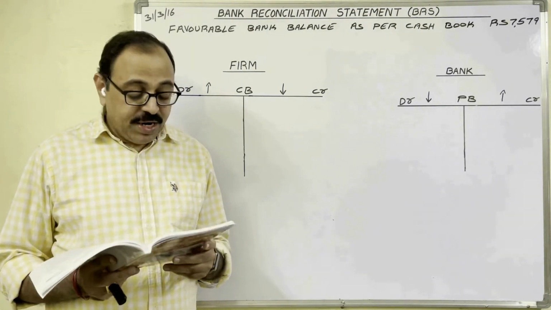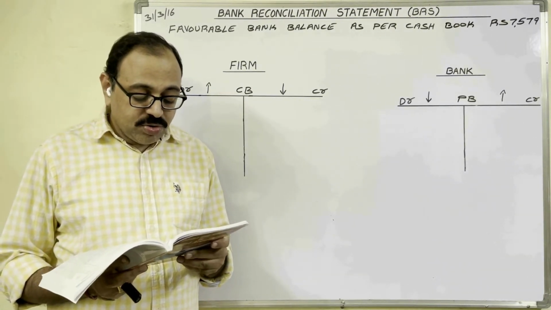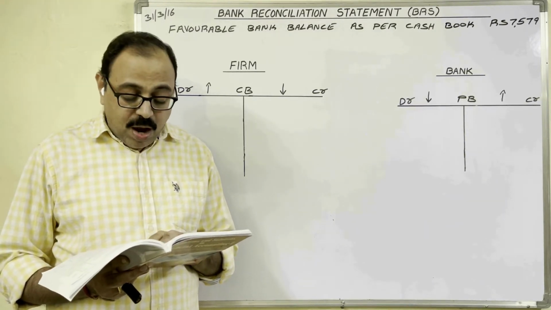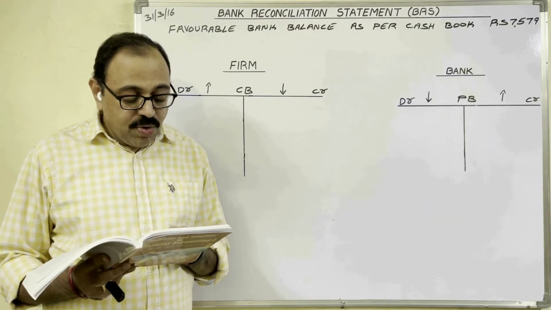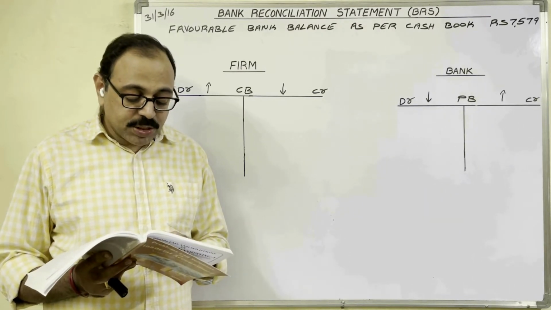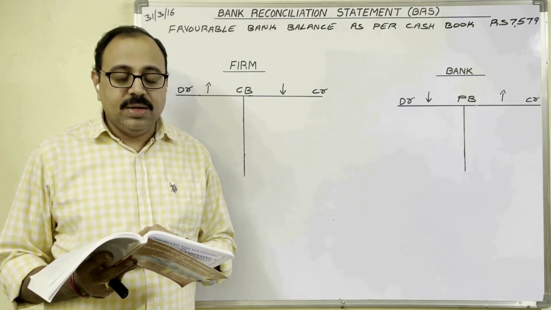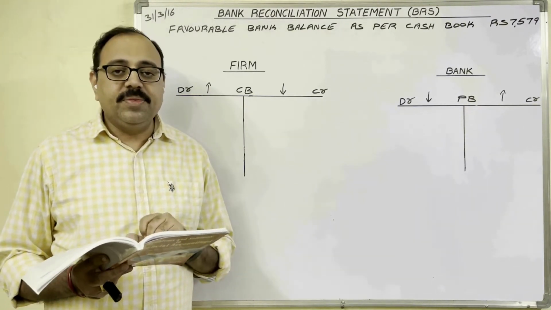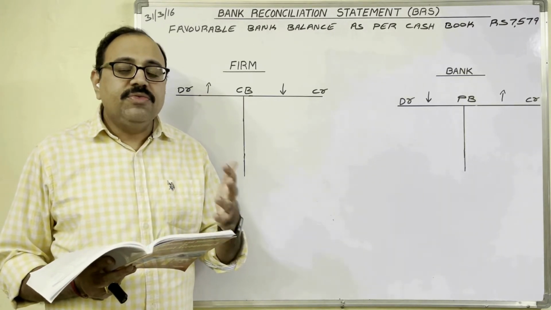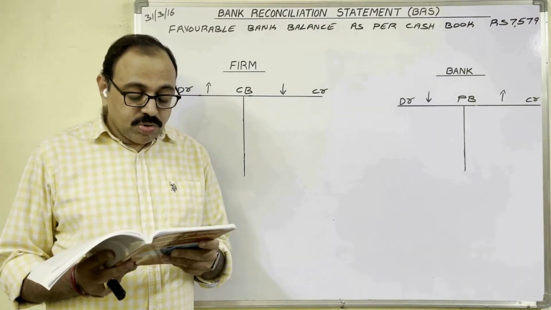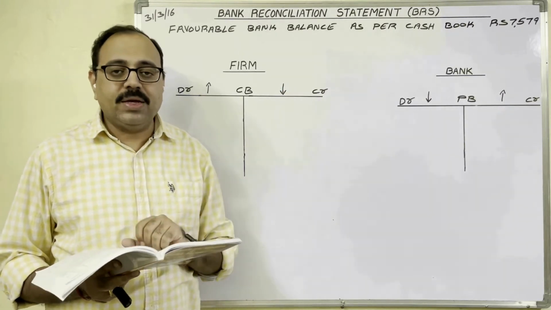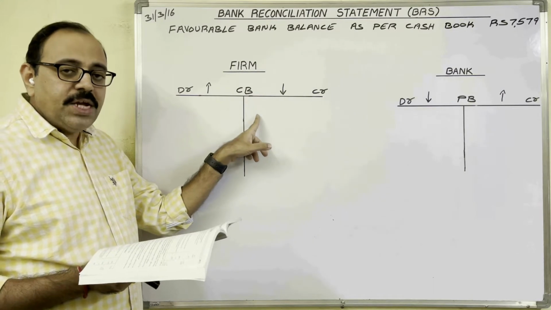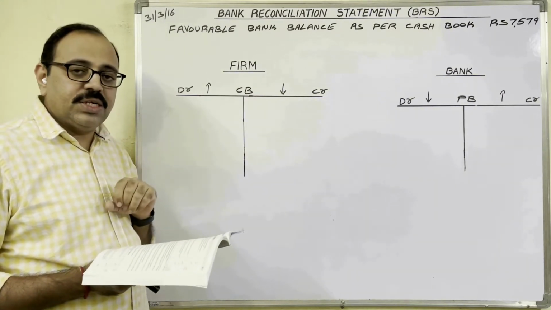The first reason for disagreement is checks amounting to 2,500 were paid in on 27th March, out of which checks of the value of 800 were credited in the passbook on 4th April. Checks amounting to 2,500 were paid in. Paid in means the firm deposited 2,500 worth of checks into the bank. So the firm prepares the cash book, and in the cash book we record this transaction.